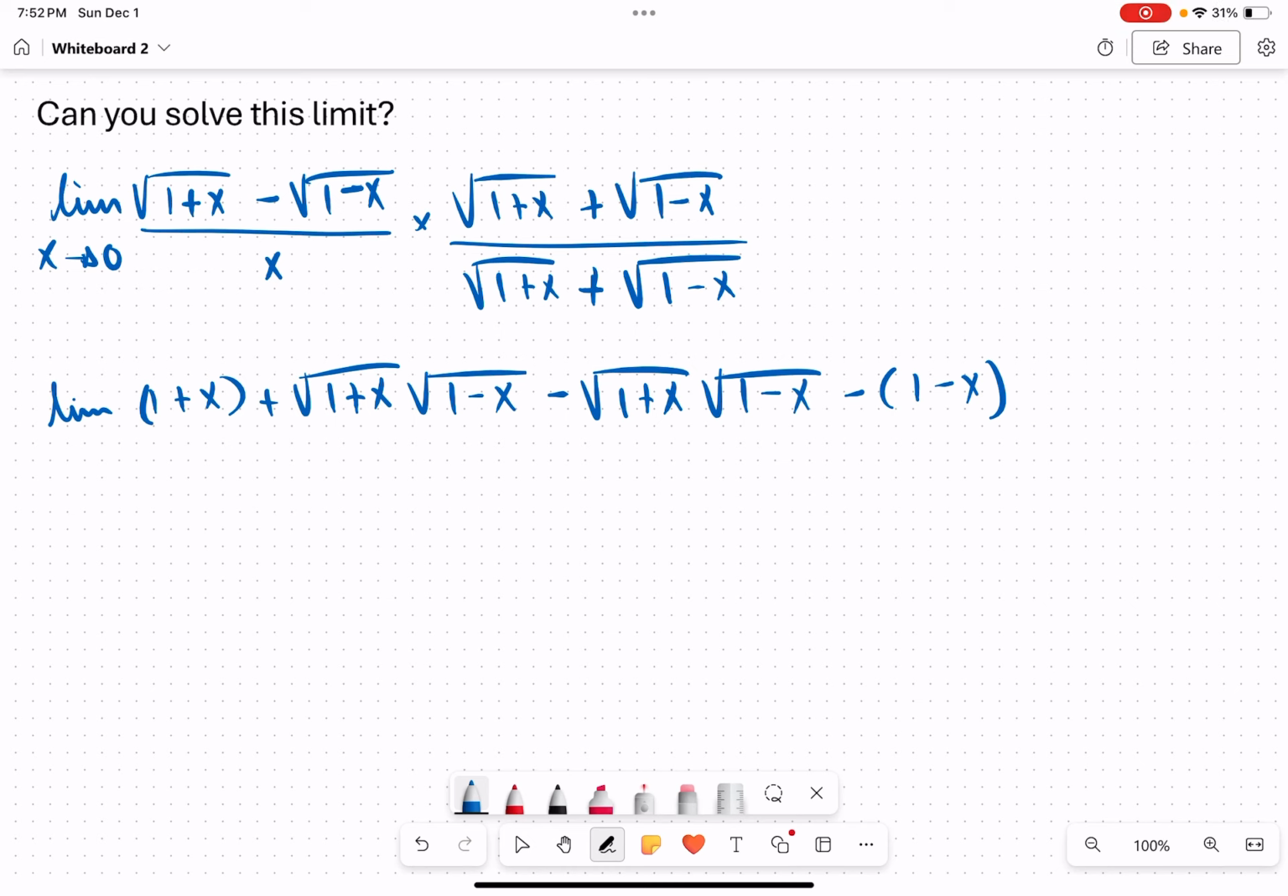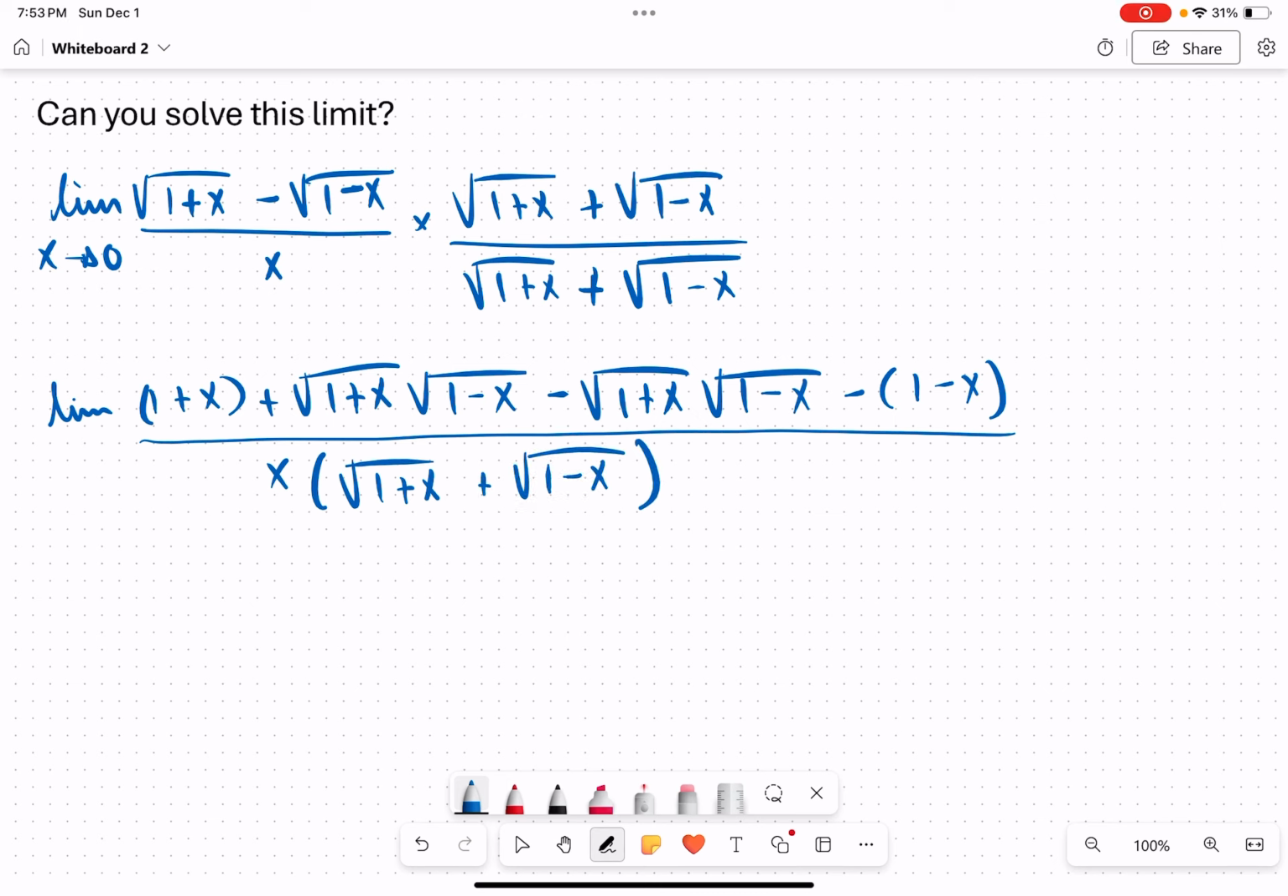And now all of that's going to be over x times, so we're doing now the denominator, times the entire thing here. We're not actually going to multiply each of them by x. We're just going to go ahead and rewrite it as parentheses, the root of 1 plus x plus the root of 1 minus x, and then close parentheses. And of course, x approaches 0.